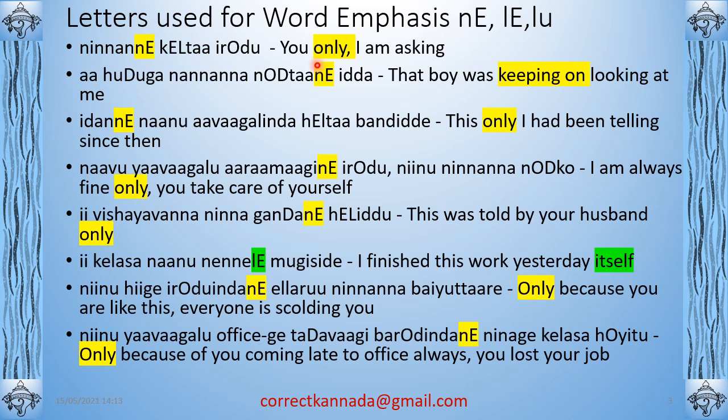ನಿನ್ನನ್ನೇ ಕೇಳ್ತಾ ಇರೋದು. Then ಆ ಹುಡುಗ ನನ್ನನ್ನ ನೋಡ್ತಾನೇ ಇದ್ದ. This ನೋಡ್ತಾನೇ ಇದ್ದ means he kept on seeing me. Here it's a past tense. So he was keeping on looking at me. ಆ ಹುಡುಗ ನನ್ನನ್ನ ನೋಡ್ತಾನೇ ಇದ್ದ. So the ne, when used after nouns, typically the continuous noun, will give the effect of on and on, right? When you want to say like that.